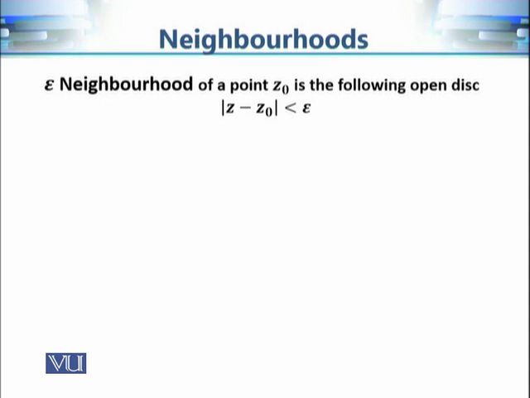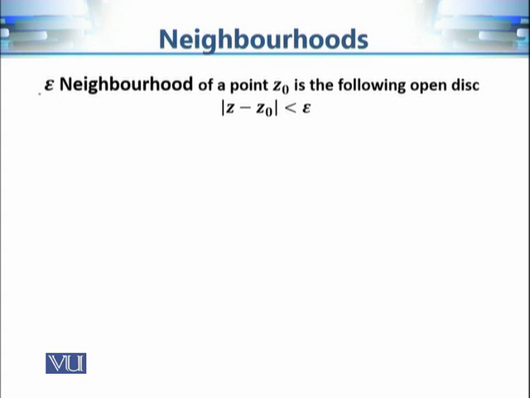Now continuing in this direction, let's define the neighborhood of a point z0. As we can see from the name, it is something about the closeness or the neighborhoodness of a point. We are going to use this idea to explore how close a point is to a given region or a set in the plane.